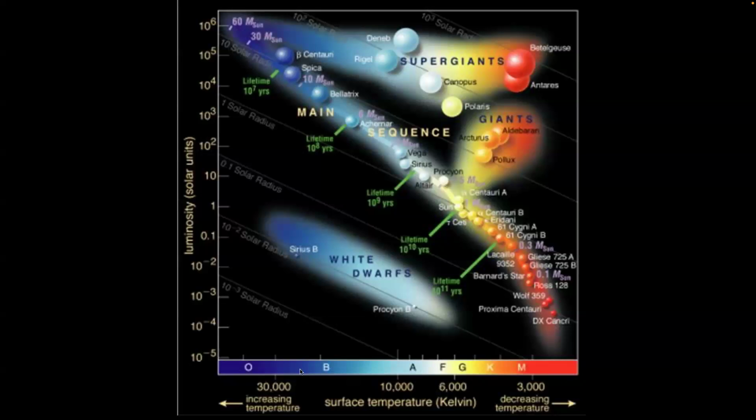The x-axis, right, this horizontal axis here is temperature or equivalently the spectral class. So one weird thing about this plot that you need to remember is that temperature increases to the left. So O and B stars over here on the left side of the plot are very hot. M stars over here are the coolest.